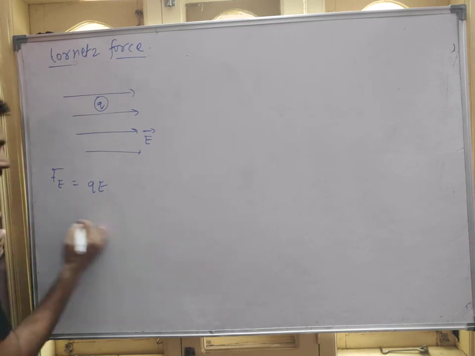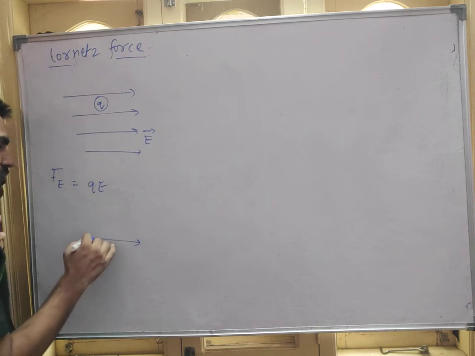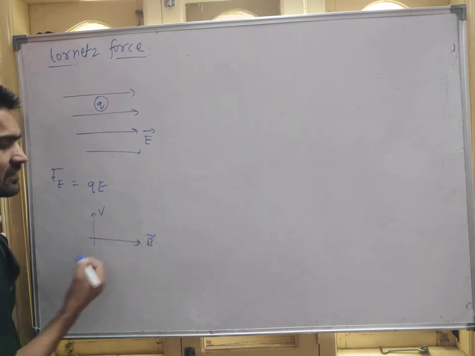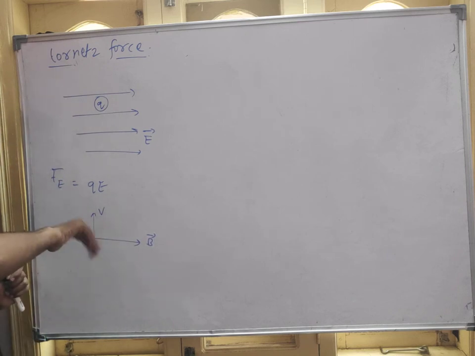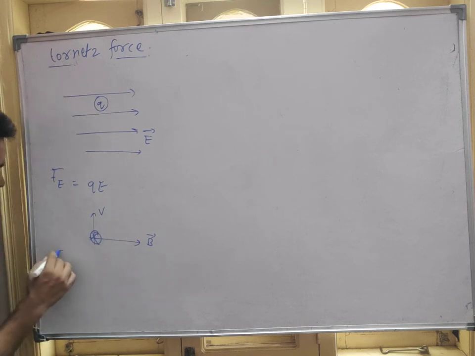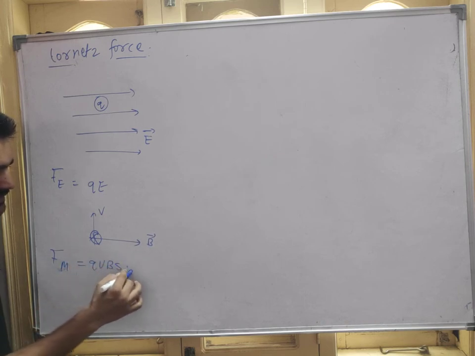If a charge is kept in a magnetic field and is moving with velocity V, and the magnetic field is this, where will the force be? Given the velocity and the field, the force will be on this side. How much is the force of the magnetic field, guys? That is QVB sin theta, right?